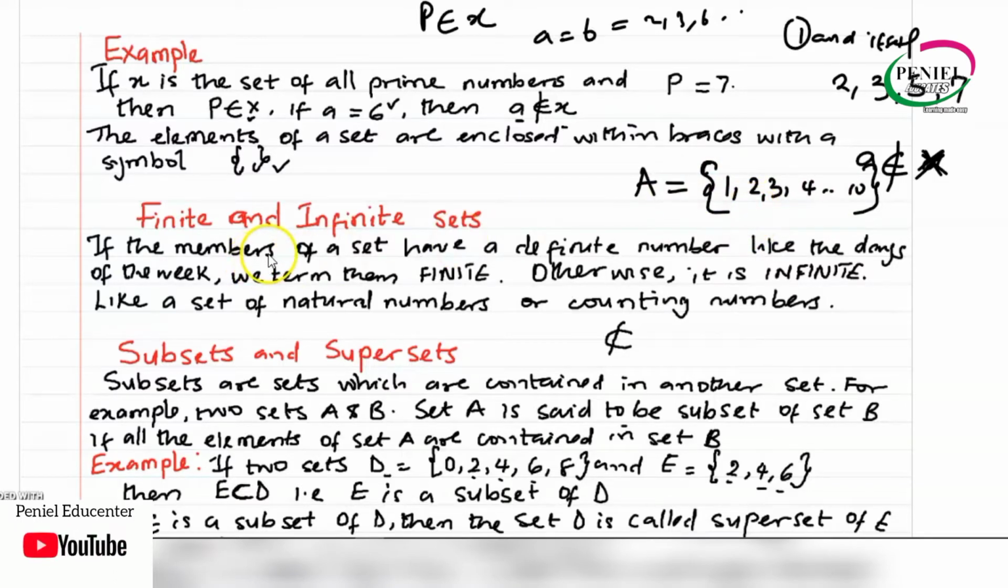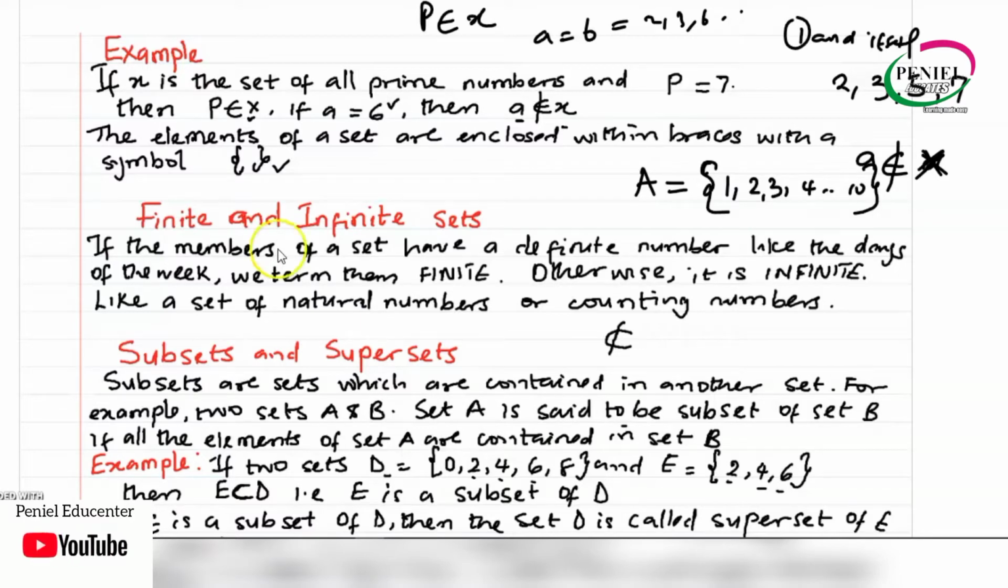Now let us look at finite and infinite sets. If the members of a set have a definite number, like the days of the week, we term them as finite.